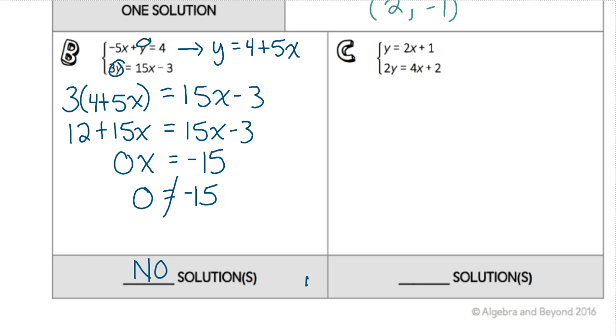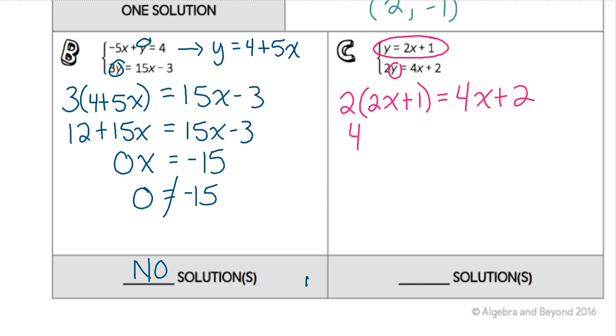Let's look at example C here. Again, we have two equations that are linear. I noticed that this first one is already solved for a variable. Y is already also isolated in that. So I'm going to go ahead and jump straight to step 2, which is to substitute. So instead of y in this second equation, I am going to put 2x plus 1. So I'm substituting in for that y. And then finishing it off.